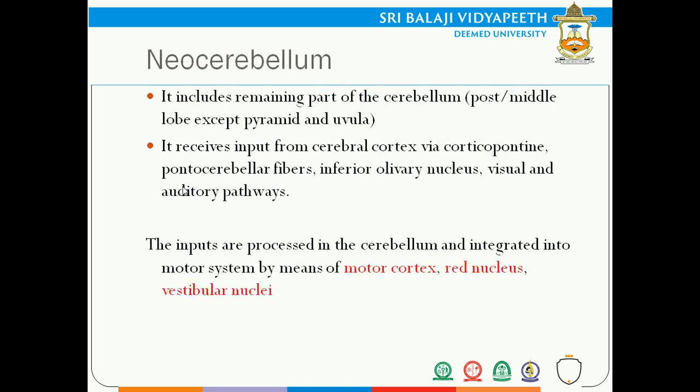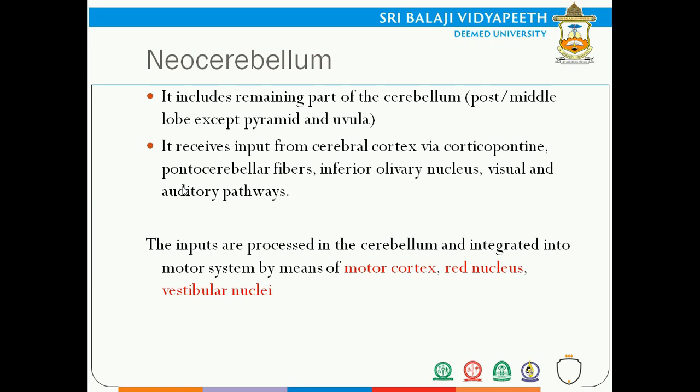Coming to the neocerebellum, it is an advanced version of the cerebellum, and it includes the remaining part of the cerebellum, that is the posterior middle lobe mainly, except the pyramidal and the uvular part. So it receives input from the cerebral cortex. It is under the direct control of the cerebral cortex, that's why we call it neocerebellum. And it is through the corticopontine fibers, pontocerebellar fibers, and the inferior olivary nucleus.